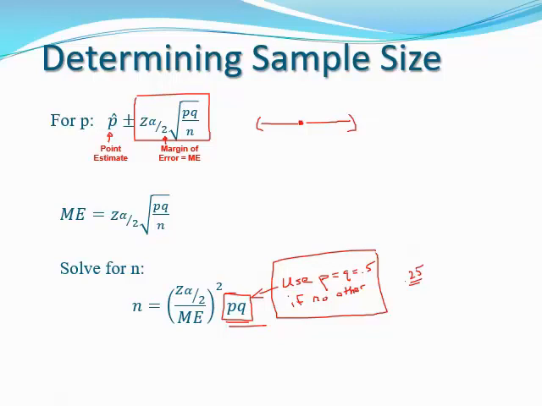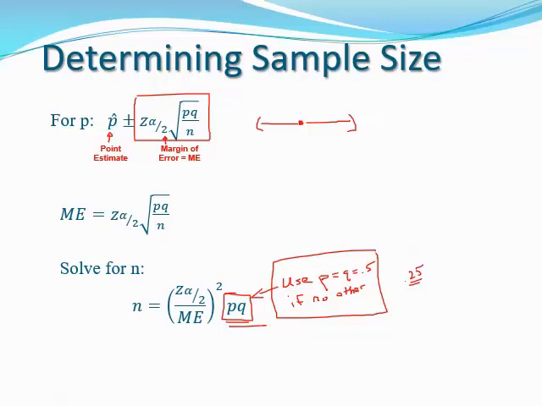As your P gets closer to 0 or 1, when you multiply P times Q, the product of those two things actually is less than 0.25 for any other choice of P and Q. And so, if no other estimates exist, we use the 0.5s in here. That way we'll get as big a sample size as we would ever possibly need. In fact, in most cases, it's probably going to be too big.